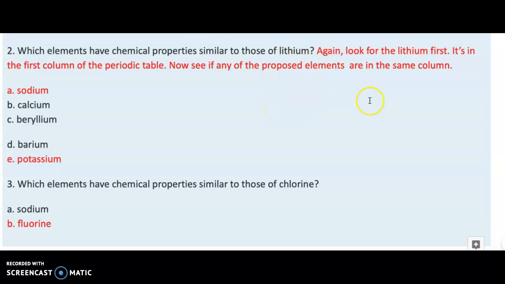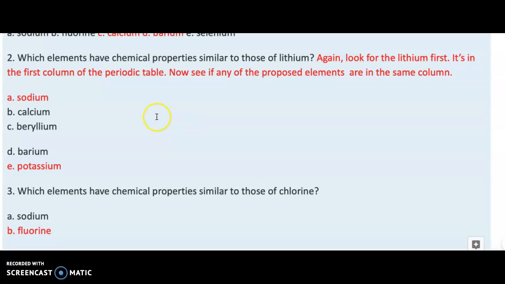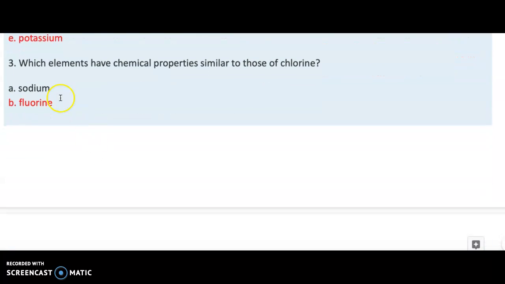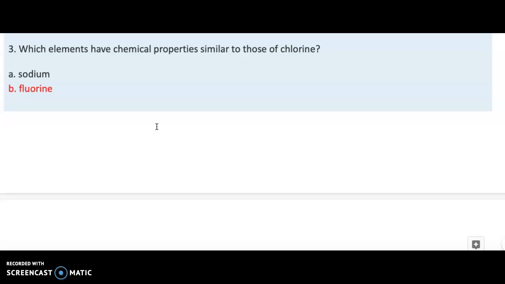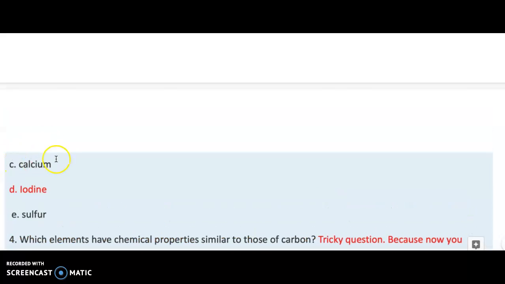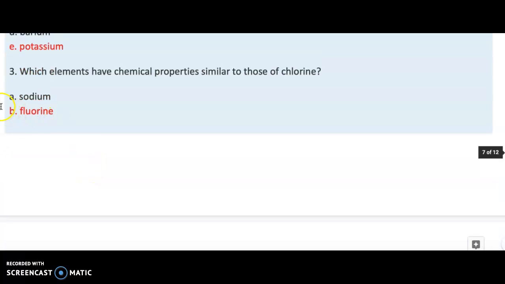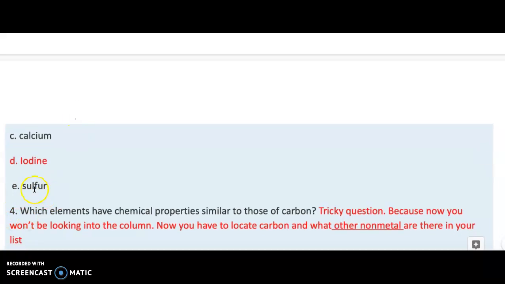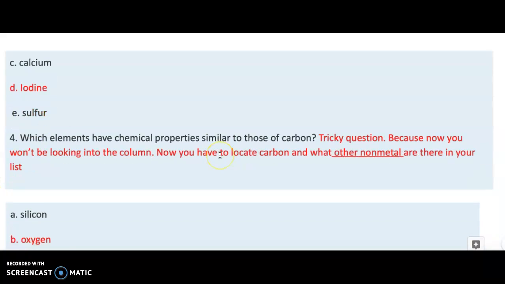Lithium is in the first column, and you just look it up. What other elements are in the same column as lithium? Sodium and potassium. Next question. Which elements have chemical properties similar to those of chlorine? Chlorine is in column 17 and is located right next to fluorine and iodine. Calcium is in column 2 and sodium is in column 1, and sulfur is in a different column, not close to them.